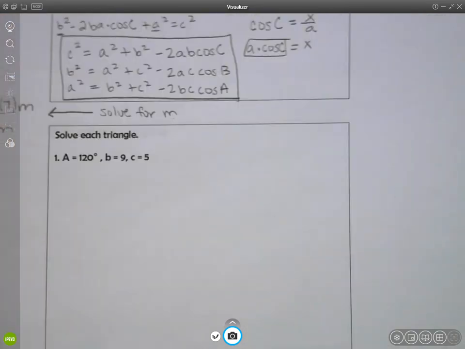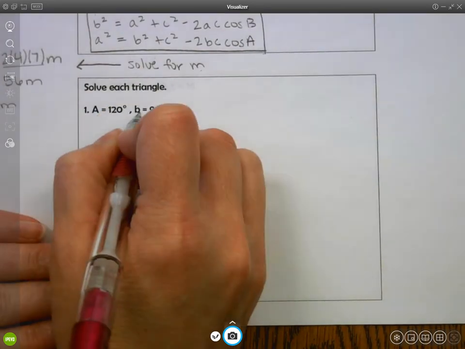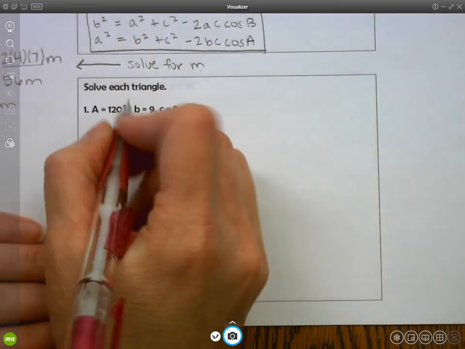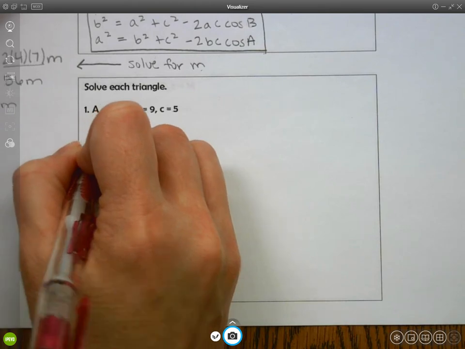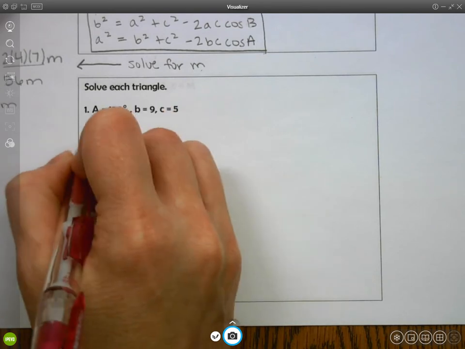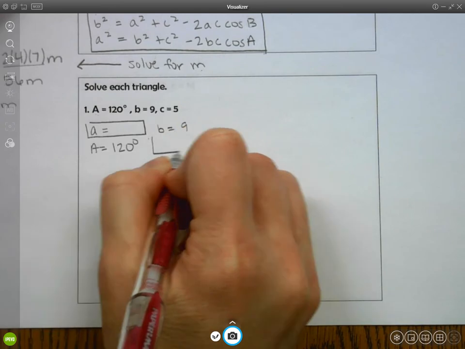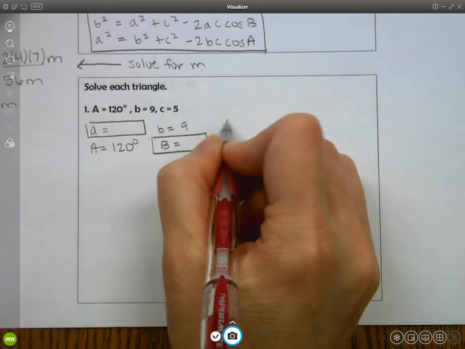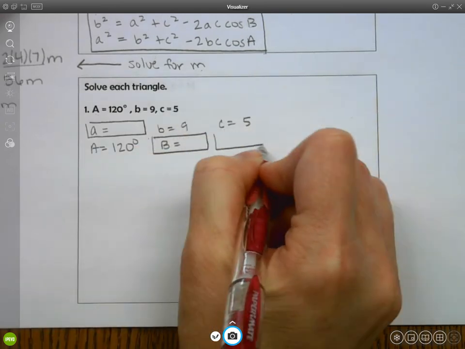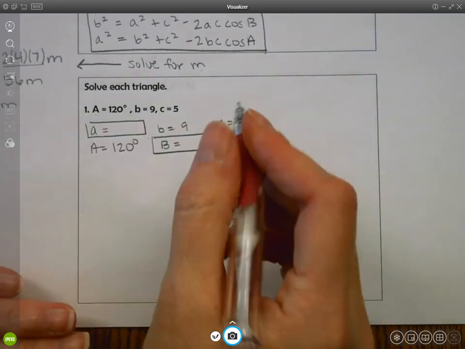All right, so for number 1, we have one angle, two sides, and we don't have a matching pair. So we know we can use law of cosines, and we set up the same way that we've been doing. I don't know side A, but I know angle A. I know side B, but not angle B. I know side C, but not angle C. So when you write it like this, you realize there is no matching pair, and law of sines is not going to happen. So law of cosines has to be used.